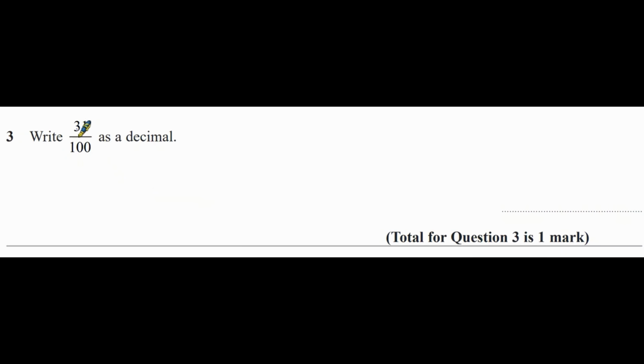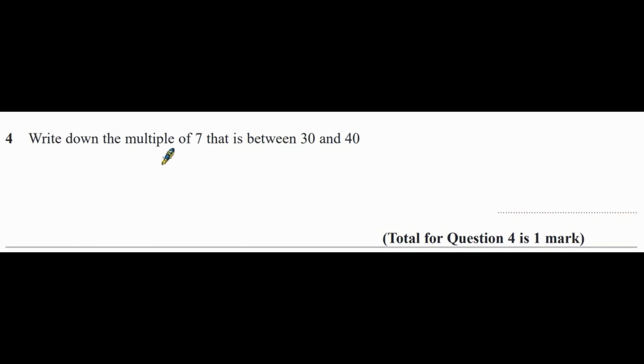Question 3. Write 31 hundredths as a decimal. So we're starting with a fraction. Well, don't forget, 31 over 100 literally means 31 divided by 100. And that's what we've got to do. So if we take the number 31, in order to divide by 100, well, the decimal point is here. To divide by 100, we move the decimal point 2 places to the left, so it ends up in front of the 3, and that gives us 0.31. There's our answer.